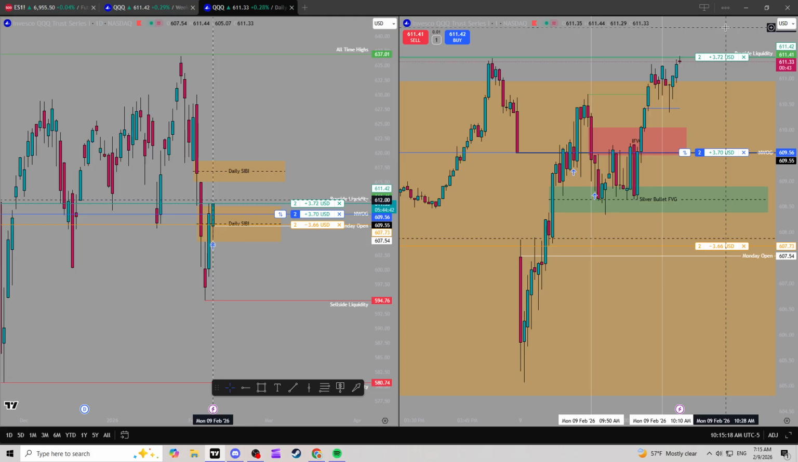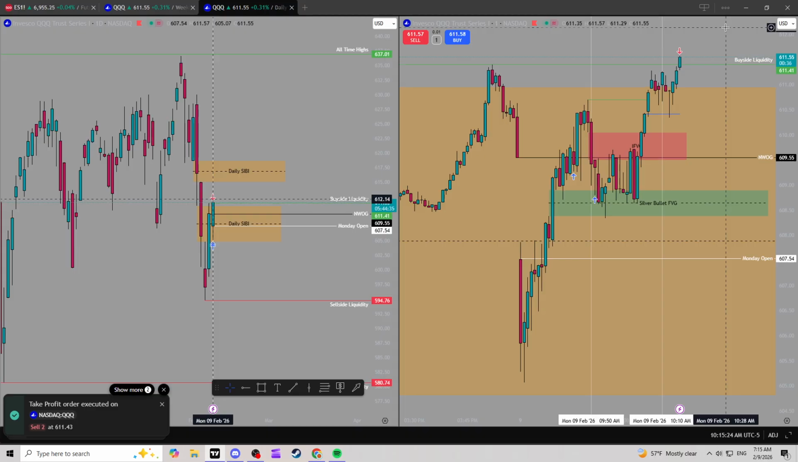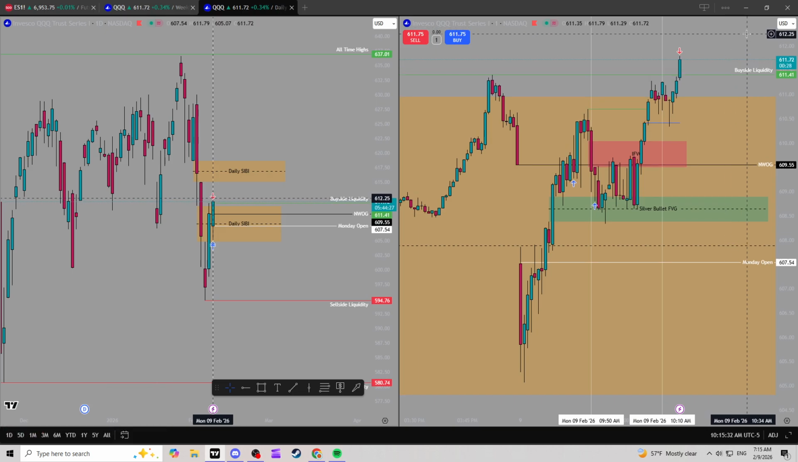There she is. We did not get filled. And we got filled. Okay.